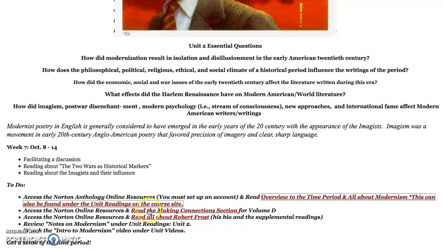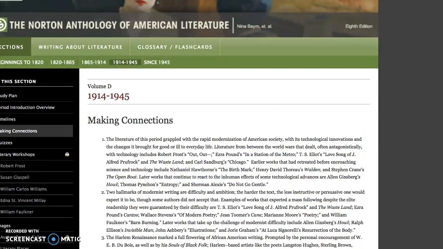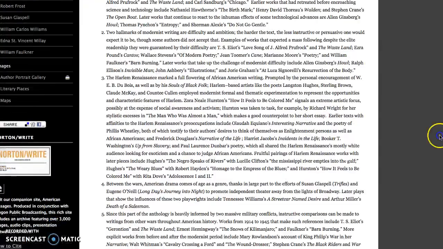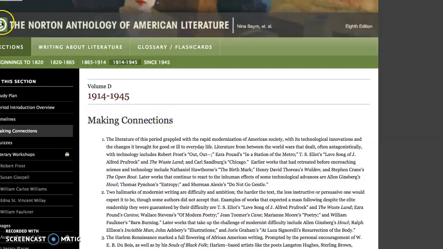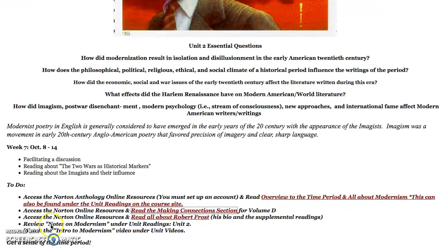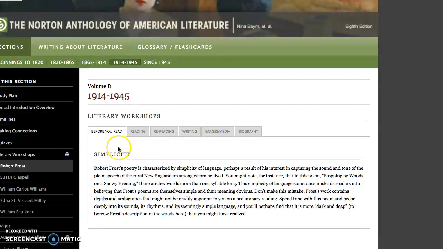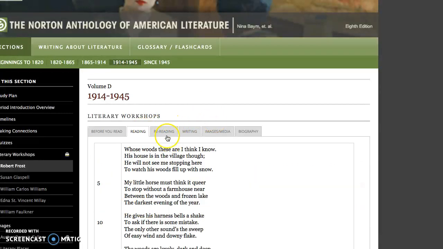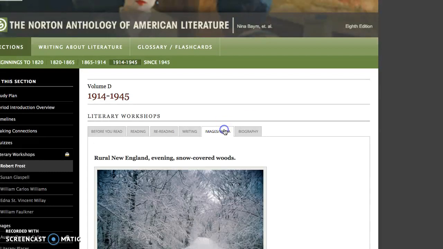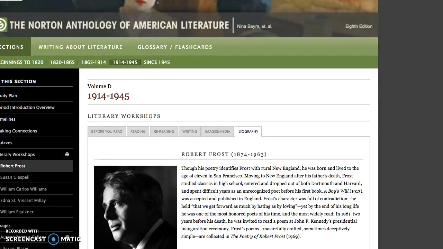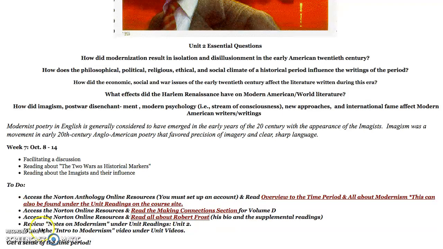If I click on reading the Making Connections section, there are more connections related to the early 20th century. I want you to read all about Robert Frost. Okay, take a look at some of his poetry, take a look at some of the images, take a look at his biography. Won't take you that long.